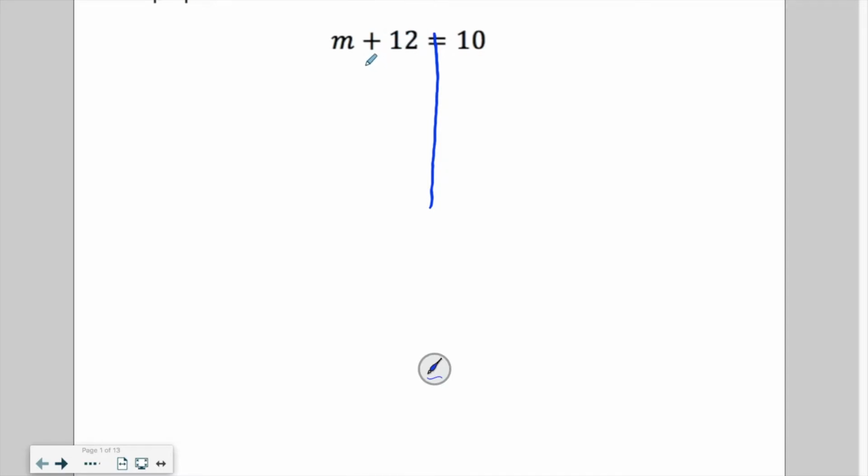So we need to do the inverse operation. That's the opposite operation, so that would be minus 12. And if I do that to one side, I need to do it to the other. These cancel out because 12 minus 12 is 0. And I'm just left with n equals 10 minus 12, which is negative 2. So that's your answer. n equals negative 2.